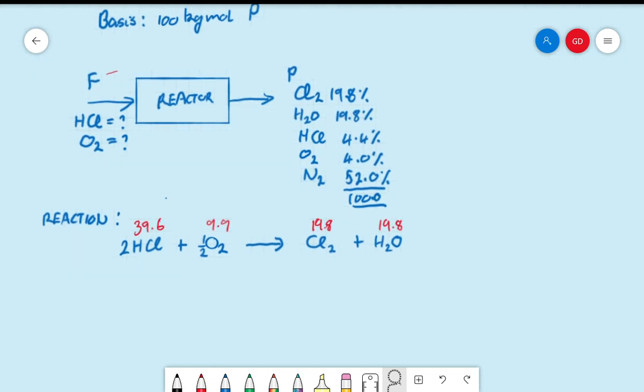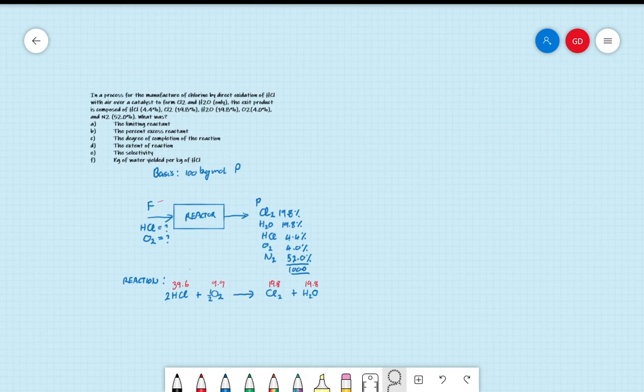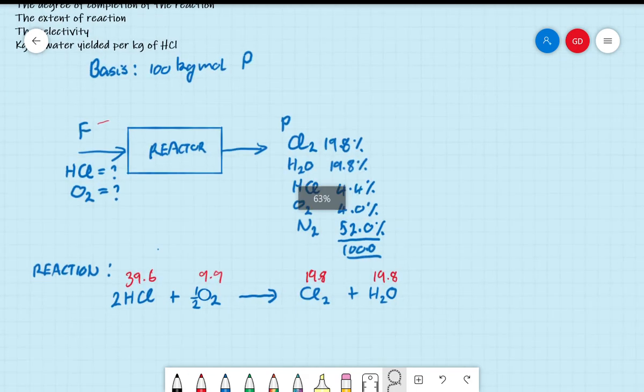This is our chemical reaction equation. HCl reacts with oxygen, giving us Cl2 and H2O. And now you can see these numbers denoted in red. How do we get that? Remember, you first write down your equation and then you balance it. You can see there's a 2 there, there's a half there, so that everything is balanced within the reaction equation.